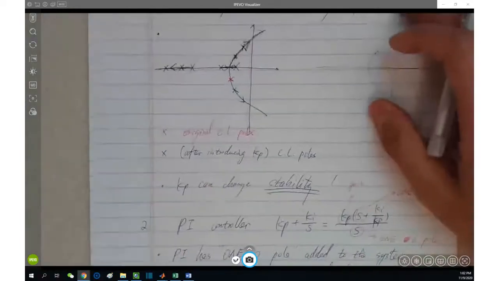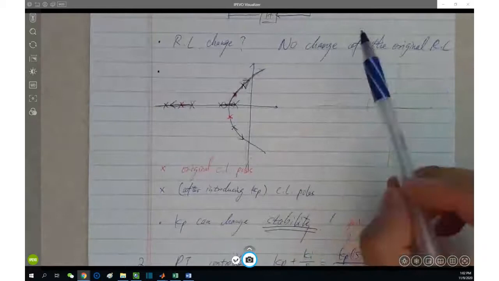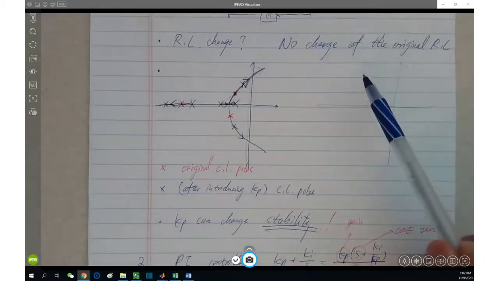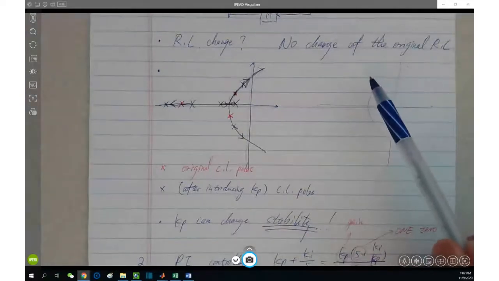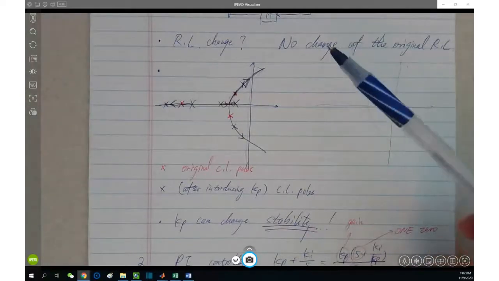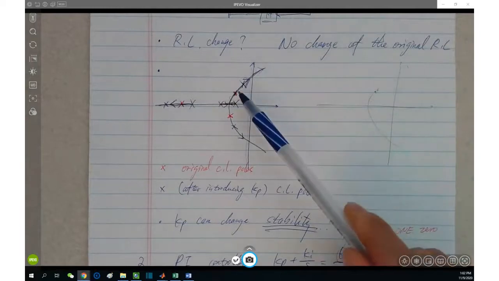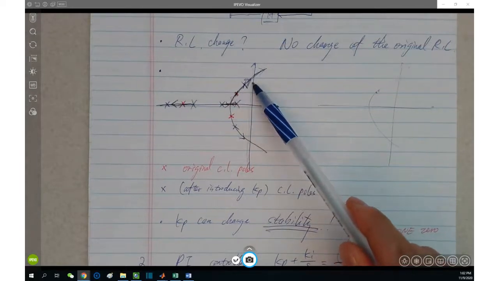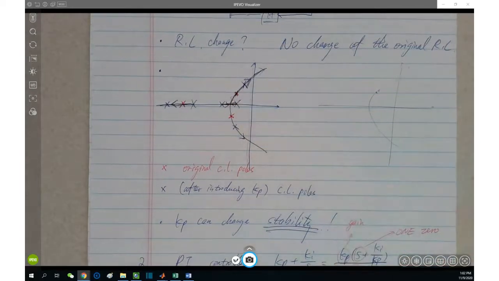The P controller won't be able to change the Locus. The Locus looks exactly the same. However, what can it do further? It can push your original system's closed loop pole location, moving it along the Locus. So you will have different locations of the closed loop poles. That's the effect of the P controller itself.